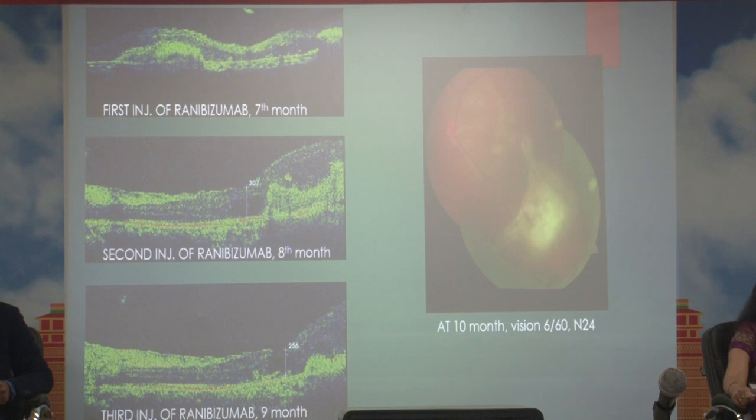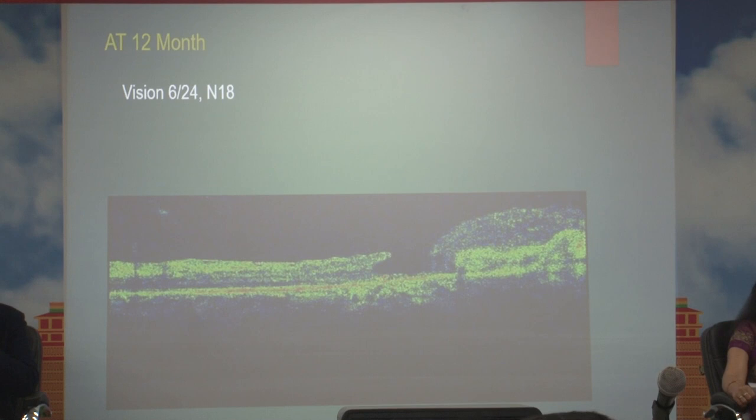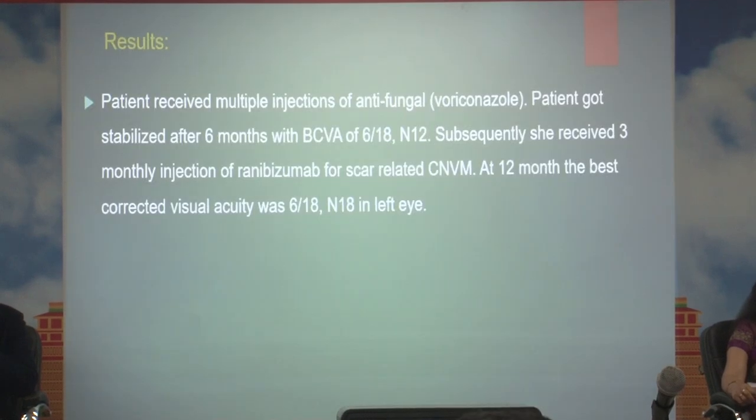This is the OCT picture after the first injection at 7 months, and this is the 8 month picture, and this is the 9 month picture, and this is the final picture, the 10th month. The vision was 6/60 and N24, and at 12 months vision stabilized to 6/24 and N18. This case is unique as the patient received multiple injections of antifungal voriconazole, and it developed in an immunocompetent patient. Subsequently the patient developed CNVM, which was managed, and the patient achieved a visual acuity of 6/18, N18 in the left eye.